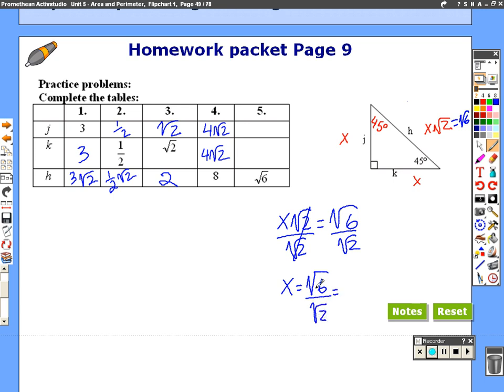Now, we learned that if you're taking the square root in the top and bottom, you can take the square root of the whole fraction. And what's the square root of 6 over 2? Well, 6 over 2 is 3, so this is just root 3. If x is root 3, then this side and this side are both root 3.